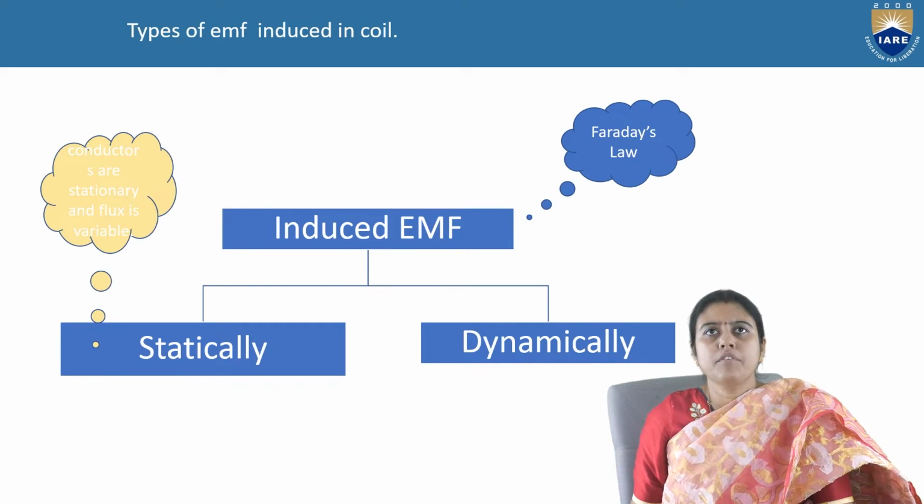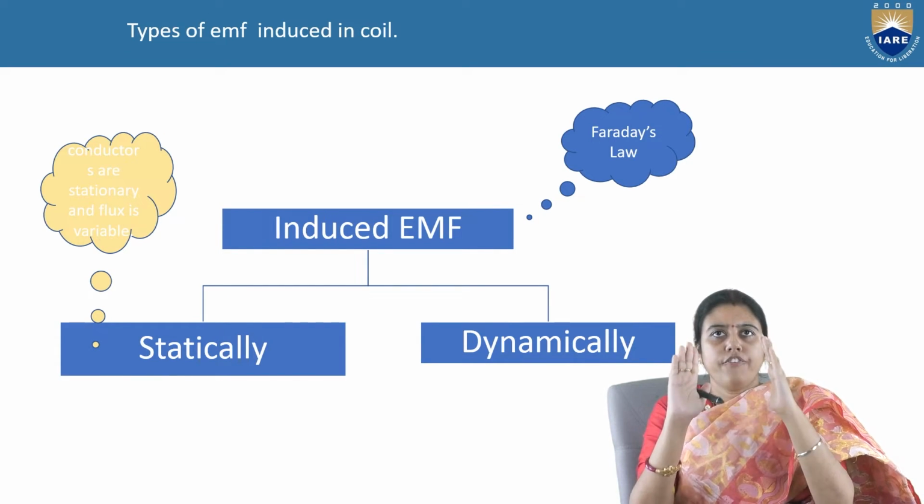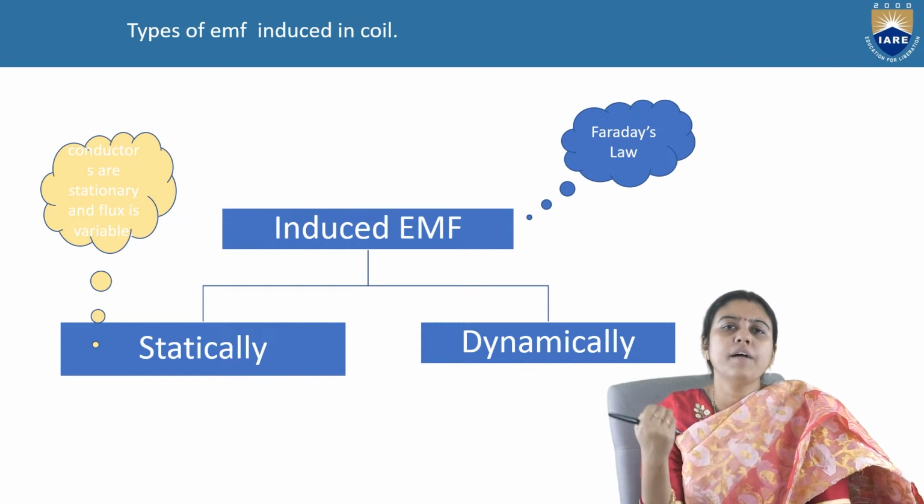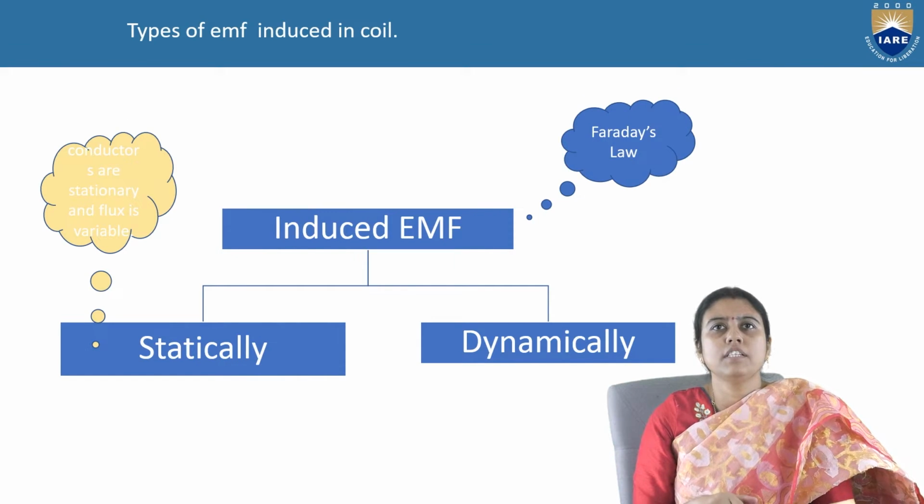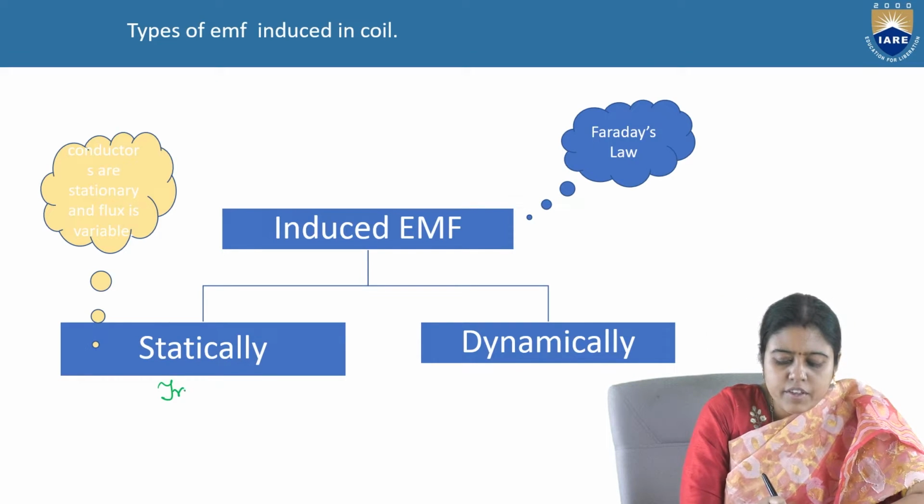It is two types. What is the statically induced EMF? The conductors are stationary and flux is variable. The coil is fixed. We are changing the magnetic field. This is called the statically induced EMF. The another name is called the transformer EMF.